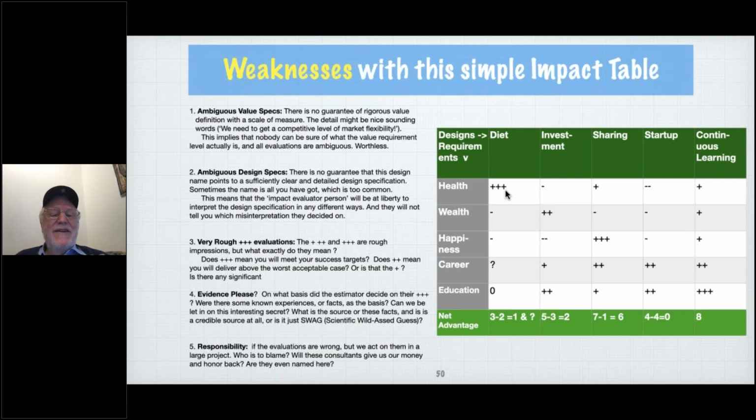However, here is a set of criticisms of why I think this is okay for informal, short-term, small projects and not okay for solving the coronavirus problem worldwide. Typically these specifications are just nice sounding words with a lot of ambiguity. These are not defined with scales of measure. These are not defined with, say, a page of detail. The basis, the evidence for why we said plus, plus, plus, is not given.